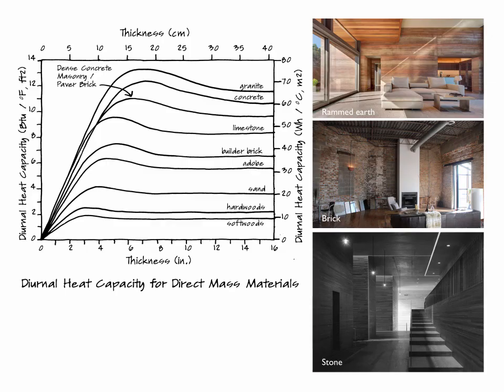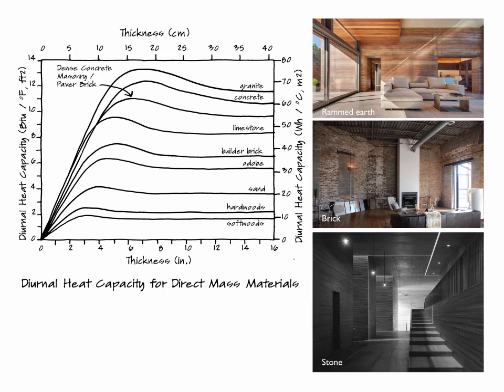All right, let's talk about types of materials. So here is a chart called diurnal heat capacity for direct mass materials. Let's break that down. Diurnal heat, that just means 24-hour or daily heat capacity. That's the kind of heat that can come into the mass and get back out in a 24-hour cycle. So remember that it takes some time. The mass has as one of its characteristics that it takes time for the heat to move through it. It's got a big thermal lag.